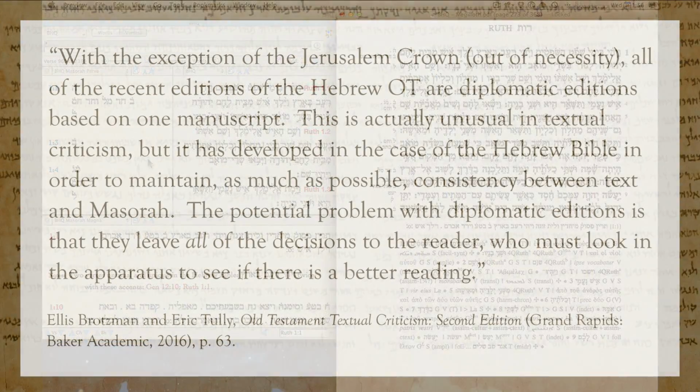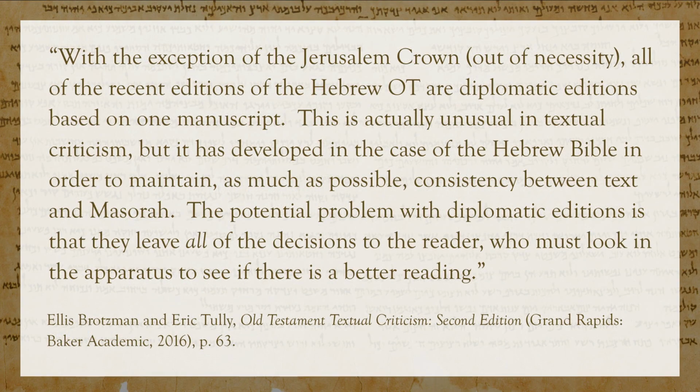Once again, Brotzman and Tully write, with the exception of the Jerusalem Crown, out of necessity, all of the recent editions of the Hebrew Old Testament are diplomatic editions based on one manuscript. This is actually unusual in textual criticism, but it has developed in the case of the Hebrew Bible in order to maintain as much as possible consistency between text and Masorah. That's all the markings around the text in the Masoretic. The potential problem with diplomatic editions is that they leave all of the decisions to the reader, in this case the translator, who must look in the apparatus to see if there is a better reading.